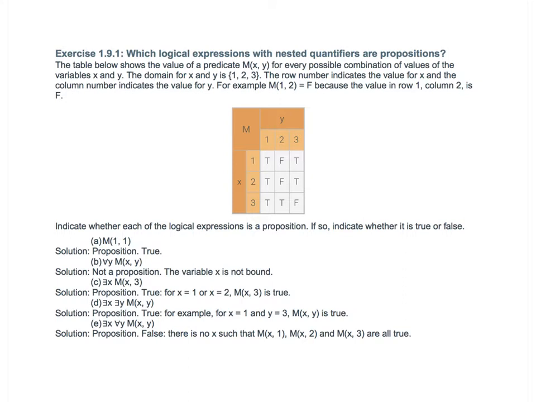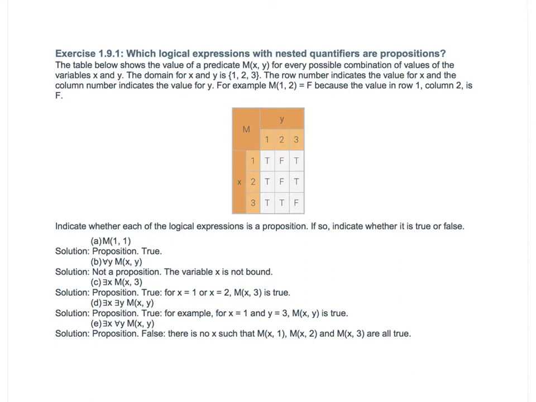This is obviously the case. You have 6 entries that are true in this table, so any of them would be a good example. For example, x is 1, y is 3. X is 1, y is 1. X is 2, y is 1. X is 3, y is 1. They are all examples showing that this existential statement in part D is true.